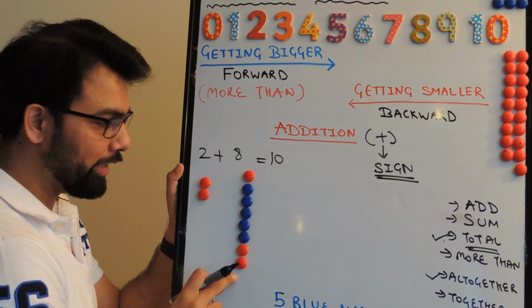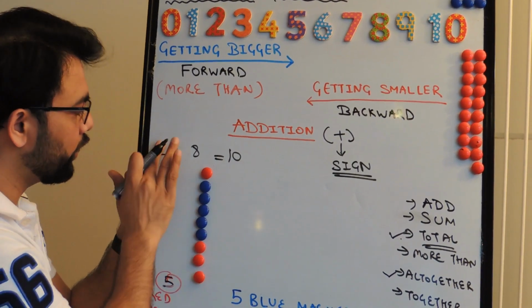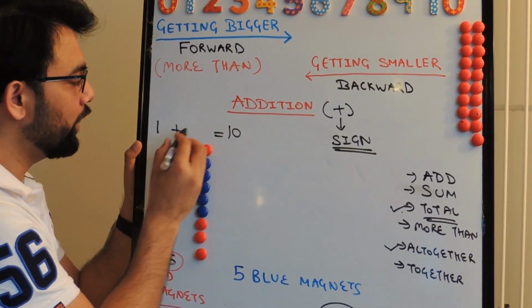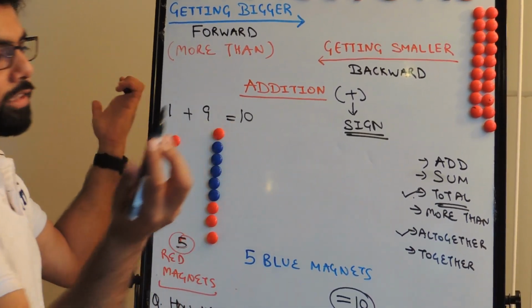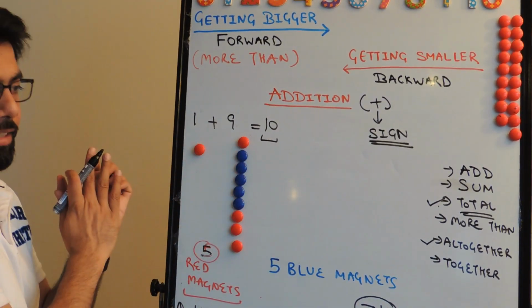So we have 2 plus 8. How many magnets in total? 10. Right. If I take one more here, this one is 9. 1 and 9. How many total? 10. Yes. So this number didn't change. It remains the same because we had these magnets.